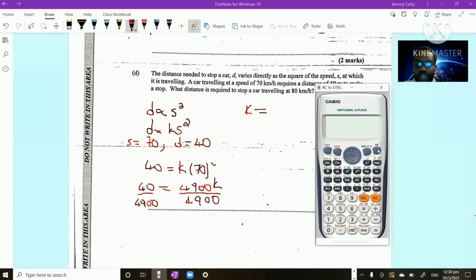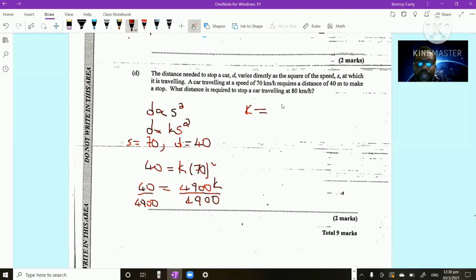All right, so I'm going to have 40. I can use a fraction bar and put 4,900 as my denominator. That's 2 over 245. So K is equal to 2 over 245. Now with this, I can go back to the formula and say D is equal to 2 over 245 S squared. Of course, knowing that K is the only thing that remains throughout the entire process.